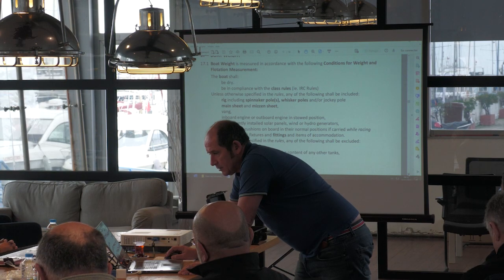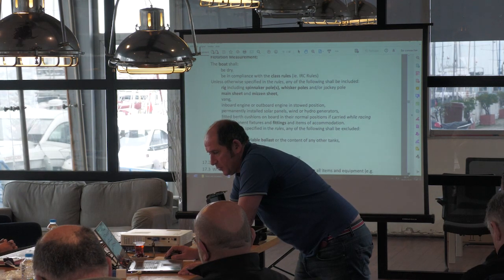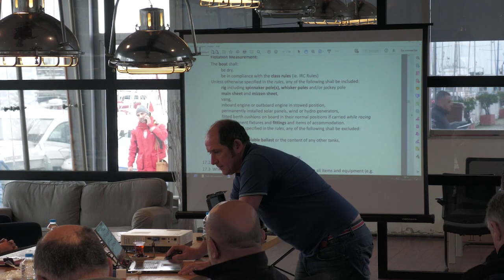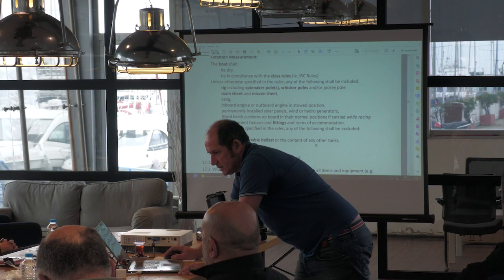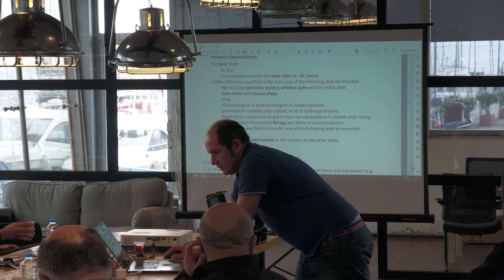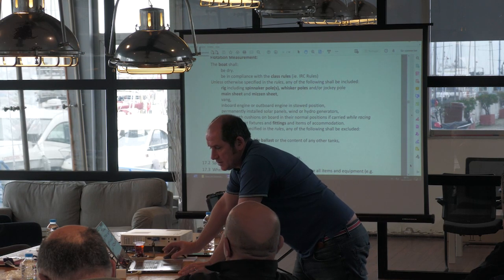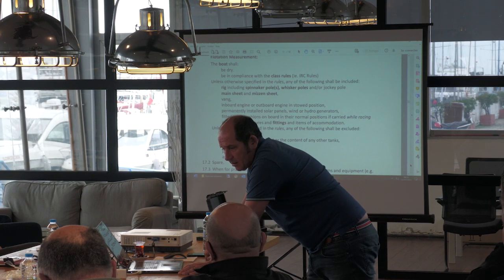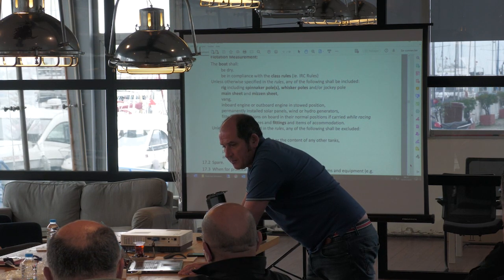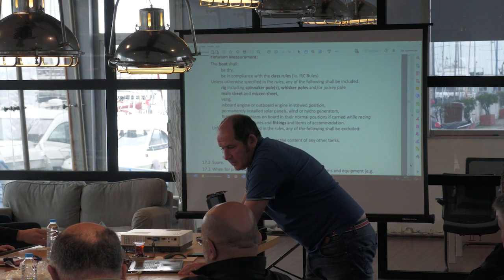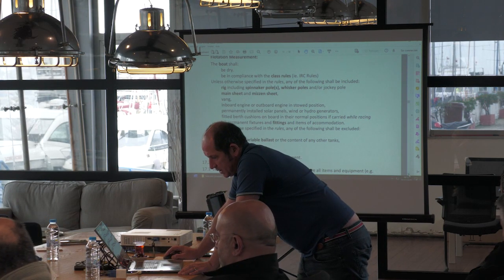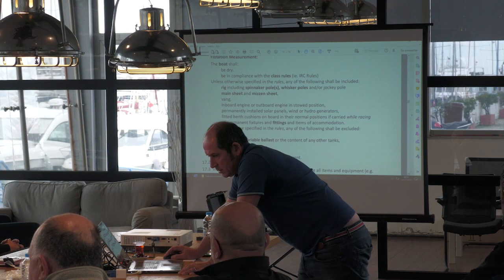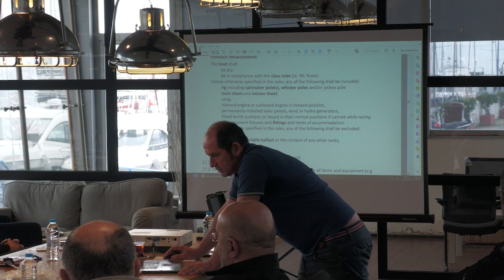And unless otherwise specified in the rules, the following will be excluded, so removed before weighing: all the sails, the fuel, water, variable ballast or the contents of any other tanks, the gas bottles, portable safety equipment, which means life jackets, fire extinguisher, the safety rudder, things like that. The anchor for sure, anchor and chain and rope, and all other unfitted or loose equipment.